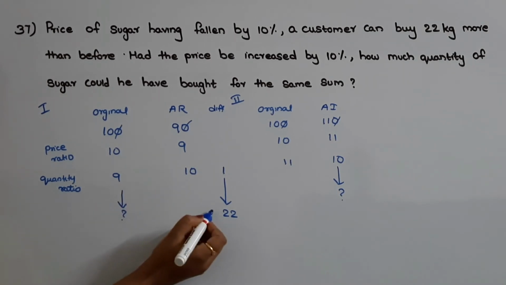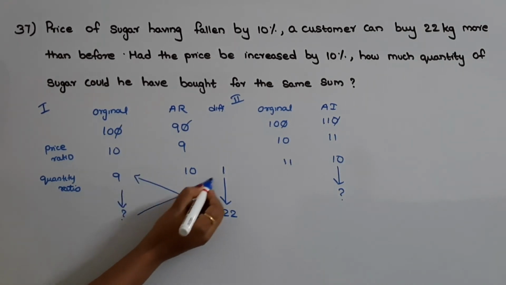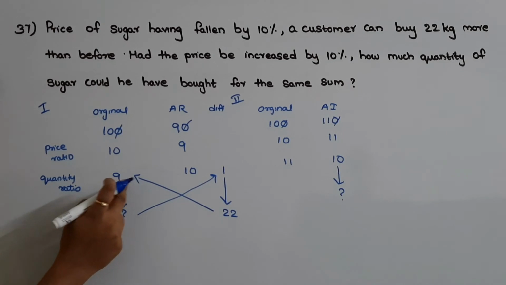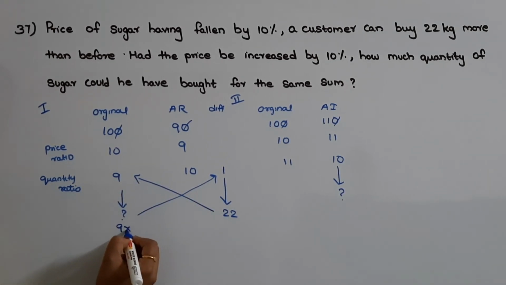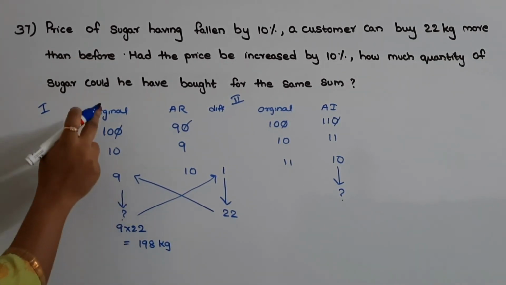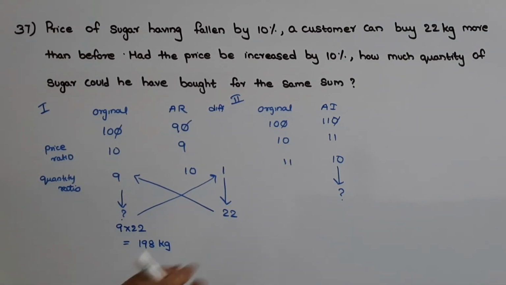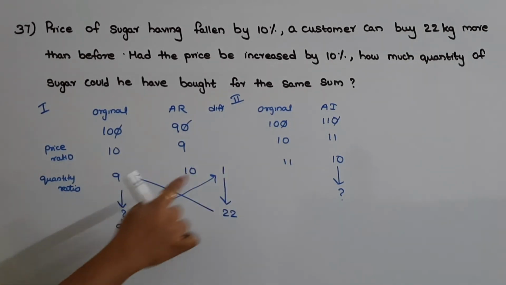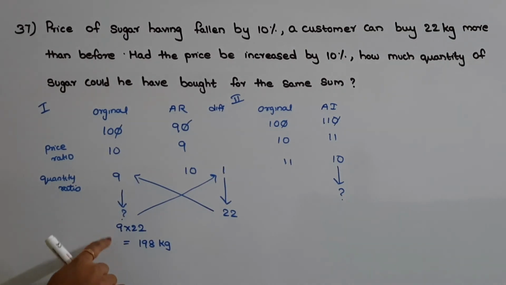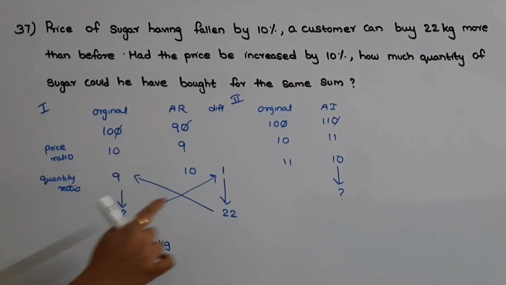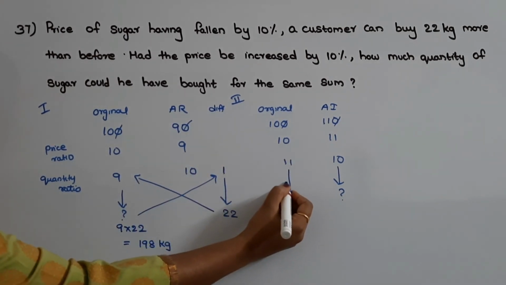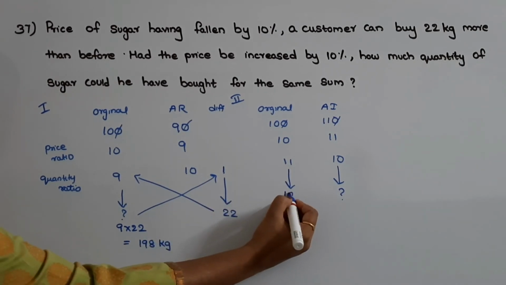Okay. So this we can find out by cross multiplying. That will be equal to 9 into 22 divided by 1, that will be equal to 198 kg. So this was the sugar which was originally present. Here also the quantity of the sugar which was originally present is same as that in this case. So we can represent this 11 as this 198.